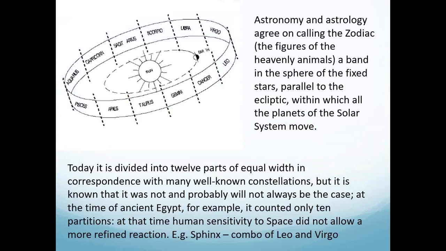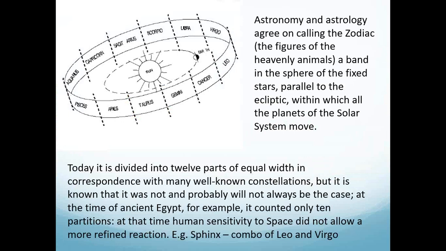So today, it's divided into 12 parts of equal width in correspondence with the well-known constellations. So that's the ecliptic. Well, it's parallel to the ecliptic, but it is known that it is not, and probably would not always be the case, of 12. When we think back of Egyptian times, there were only 10 partitions. And we know that in the future, according to the Tibetan, it will be again at 10.